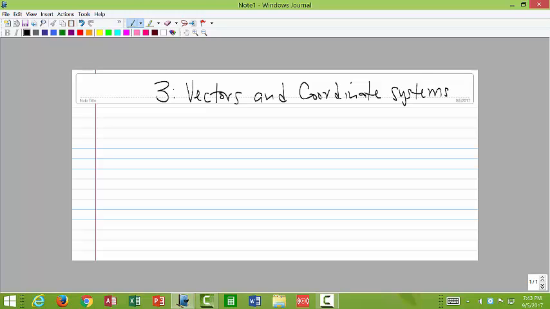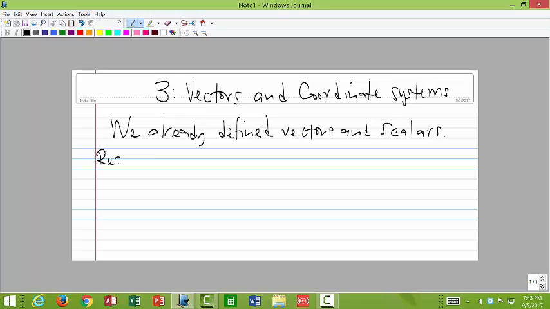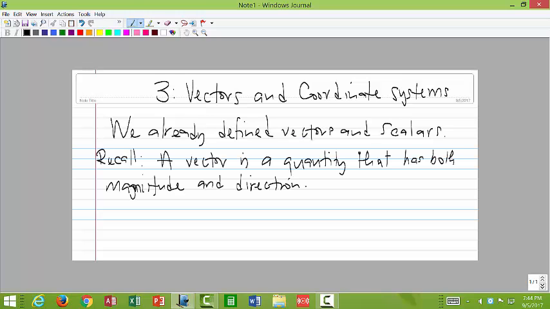So we're going to look at vectors and coordinate systems. Okay. So we can look at some of the properties of vectors. We've already defined vectors and scalars. So let me just remind you of that. We'll say a scalar is a quantity that has magnitude but no direction.